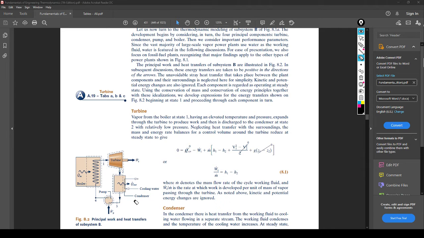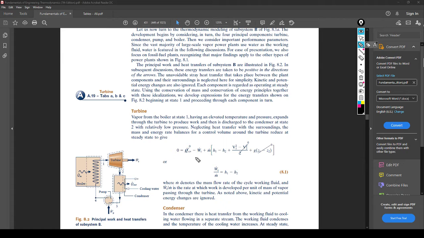So, now let's look at the first one, the turbine. It says vapor from the boiler at state 1 having an elevated temperature and pressure expands through the turbine to produce work and then is discharged to the condenser at state 2 with relatively low pressure. Neglecting heat transfer with the surroundings, the mass and energy rate balance for a control volume around the turbine reduces to the following. So essentially what we said is we're not taking in kinetic or potential energy. We've neglected heat transfer to the surroundings.